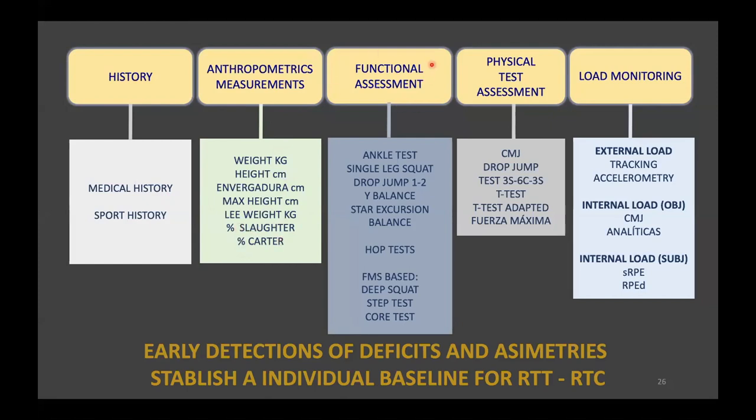The functional assessment is very, very important for us. If we mix the information from the functional and physical test assessment, we can get a very important idea of what the level of my player is. In the functional assessment, we look at the ankle test for dorsiflexion mobility, because a lack of mobility in the ankle is correlated with knee and hip injuries in the long term. So for us, it's very important.